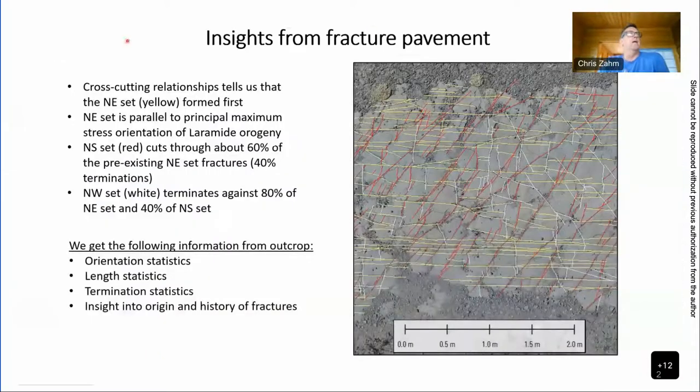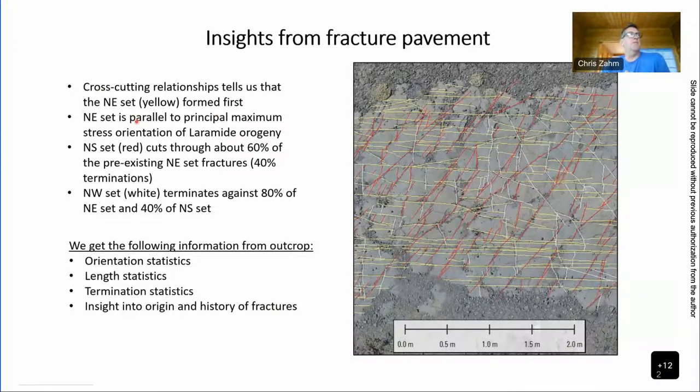Okay. An interesting thing to look at from a pavement, and sometimes why it's worth it for our conceptual ideas, is that we can see cross-cutting relationships. We can see that probably the yellow ones formed first. There are very few terminations of the yellow ones into any of the other fracture sets, so they were there ahead of time.